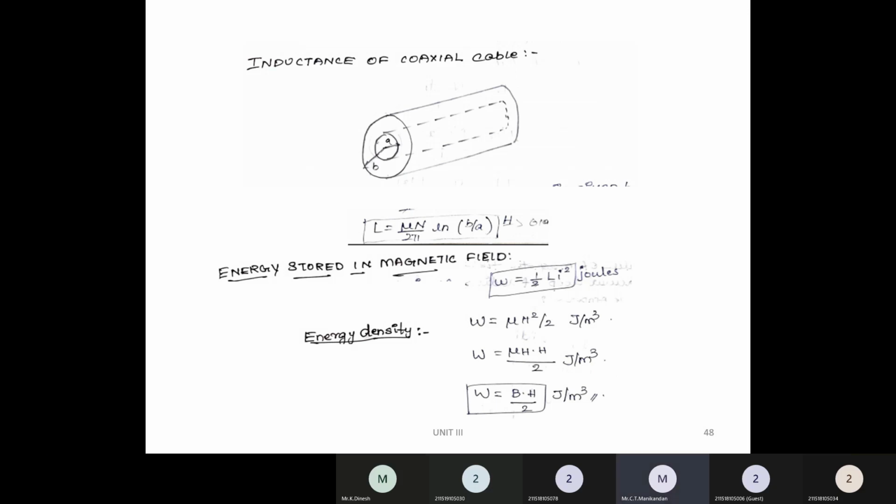In the last sessions, we have seen about energy stored in a capacitor. Energy stored in a capacitor is given by the formula half CV square. Similarly, energy stored in a magnetic field: energy stored in an inductor is given by W equal to half Li square. And energy density is mu H square by 2. So it is given by the formula BH by 2. Mu H square can be written as mu H into H, so you will be getting it as BH by 2.